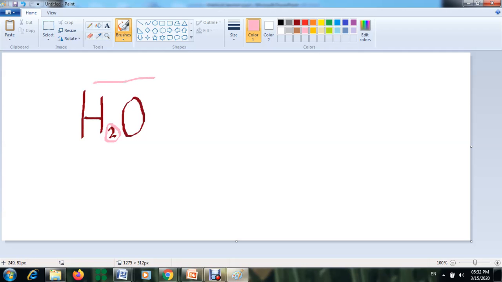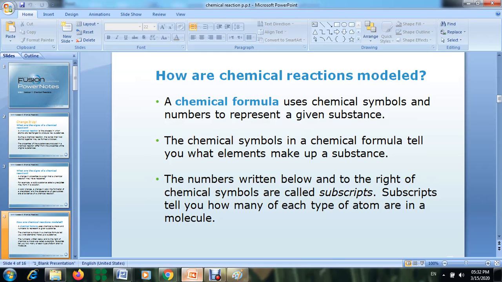By writing water using symbols instead of names, and writing the number of atoms for each element, this is called a chemical formula. So the definition of the chemical formula is that it uses chemical symbols and numbers to represent a given substance. Also, a chemical formula tells you what elements make up a substance.